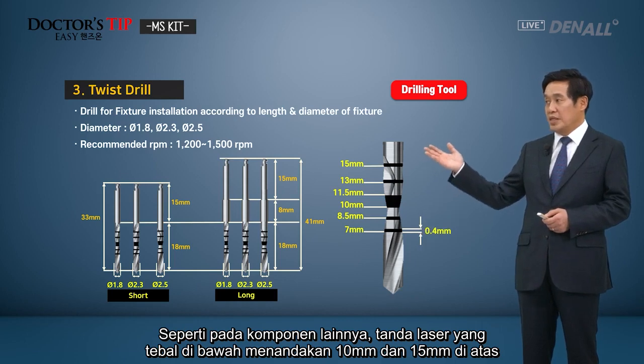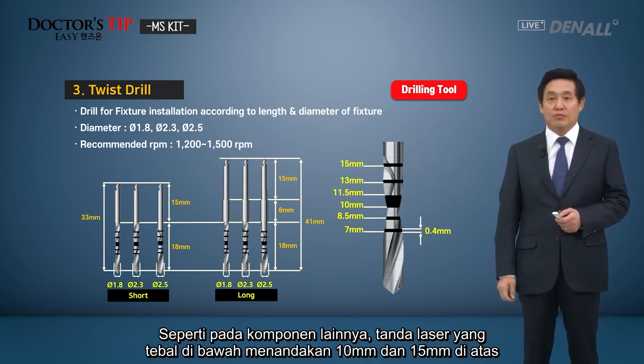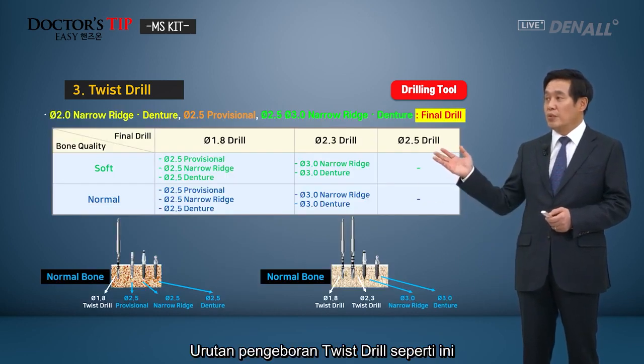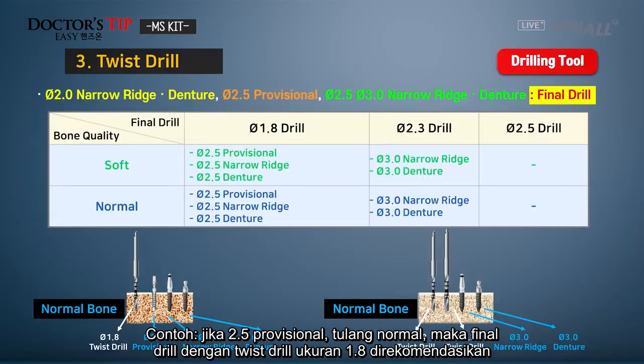like in other O-stem implants, so a bit thick black laser mark. The bottom is 10 and 15 on the upper part. The twist drill sequence is like this. Now, for example, if you have a 2.5 provisional ridge type in the normal bone, the final 1.8 twist drill is recommended.